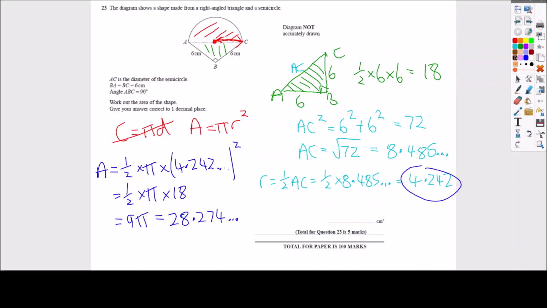So our total area is the area of the triangle, which was 18, added together with the area of the semicircle, which is 28.274. So adding these two things together, 18 add the 28.274, we get 46.274. So answering the question and rounding this to one decimal place, our final answer is 46.3.